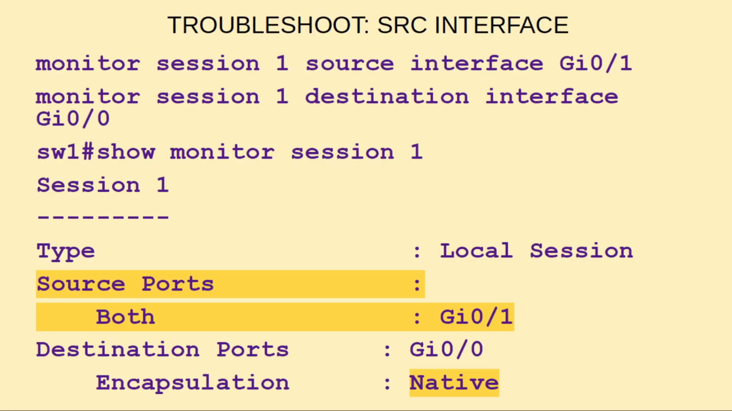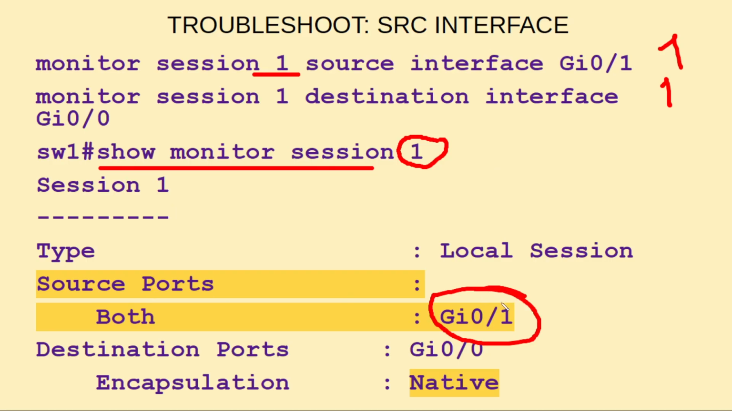The most important troubleshooting command that you are going to use is show monitor session and then the number of the session. So let's examine some examples here. We are configuring this session 1 with one interface as source and one interface as destination. Notice that you are going to see the source interface. In this case, by default, it is going to be monitoring both reception and transmission traffic, and it is going to send a copy to this destination.